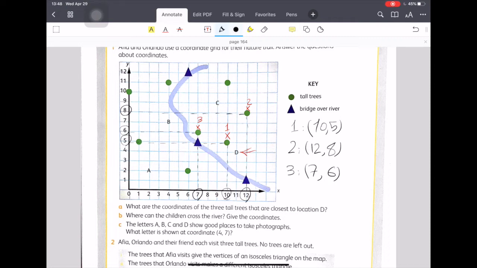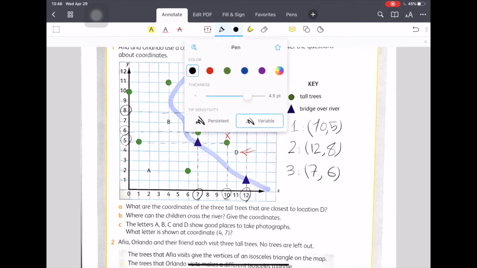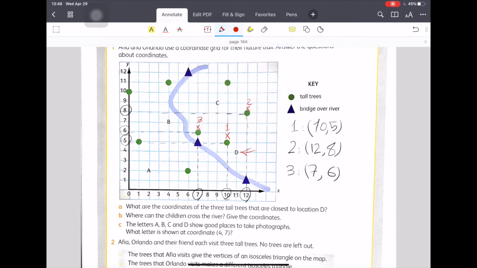Part B. Where can the children cross the river? Give the coordinates. Now obviously they can cross the river by using the bridges, and the bridges are shown on the map with triangles. So choosing the triangles as our bridges, they're going to be this one and the other one. Okay, so let's find the x for bridge number 1.